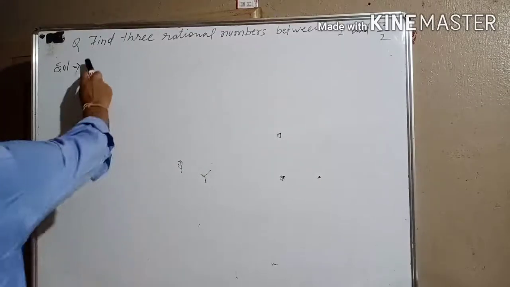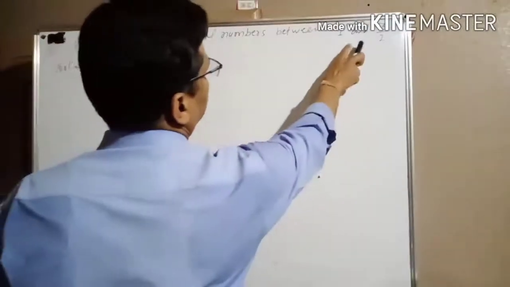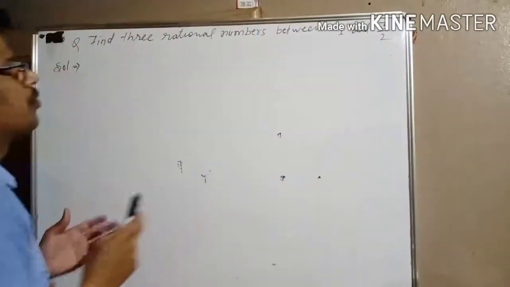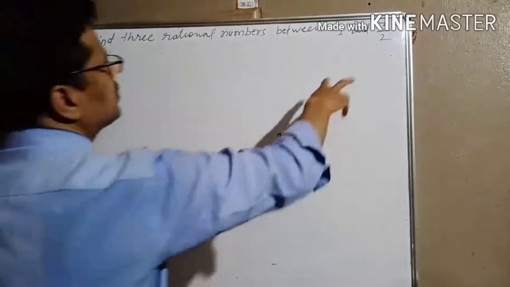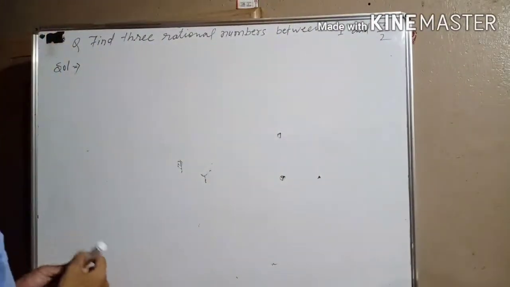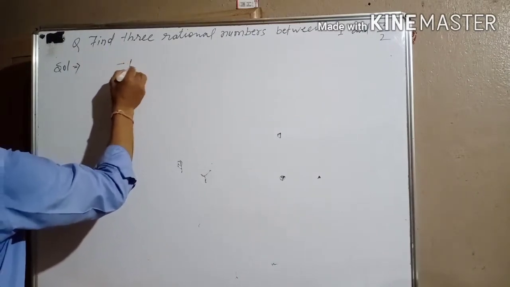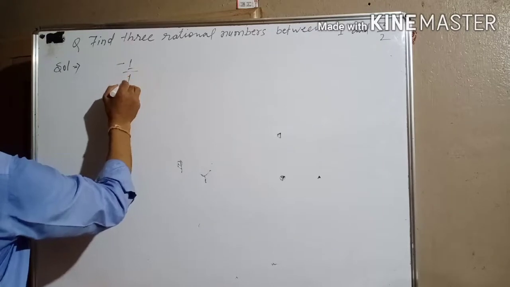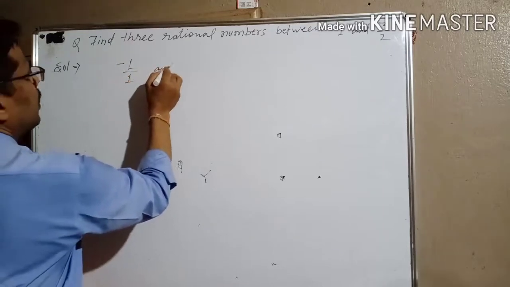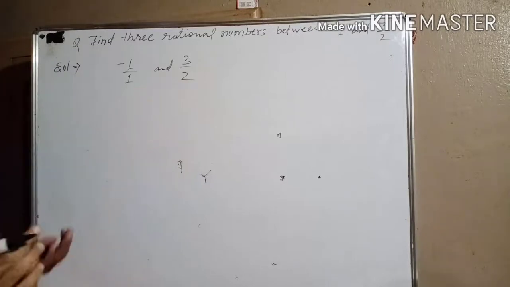Now in this question we have to find three rational numbers between -1 and 3 upon 2. How will you find? If we want to find the three rational numbers between this, then first we have to make their denominator same. Let's see how can we make their denominator same. -1 can be written as -1 upon 1 and 3 upon 2. How will you make the denominator same? With the help of LCM.